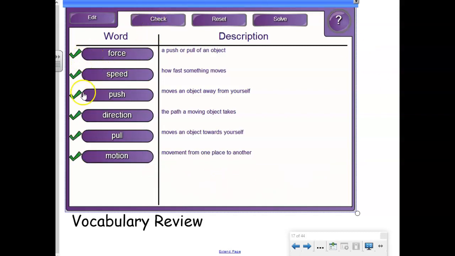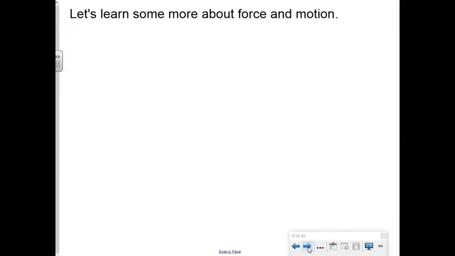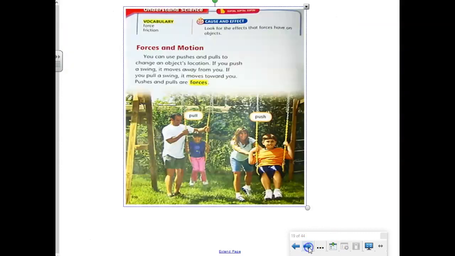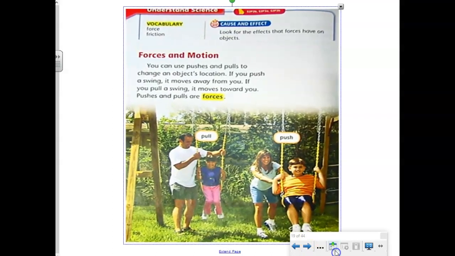All right, and we have them all correct. Remember to practice your study guide with those words on it, okay? They will be on your test. All right, so let's learn some more today about force and motion. All right, this first part we know. All right, we're going to learn about force and friction today.